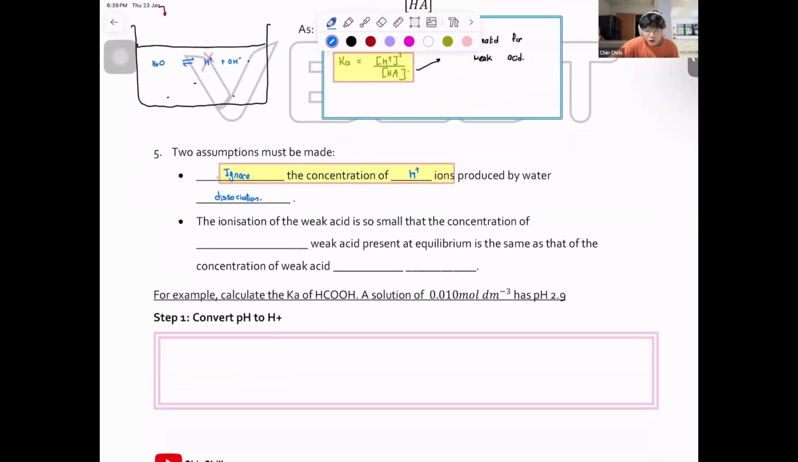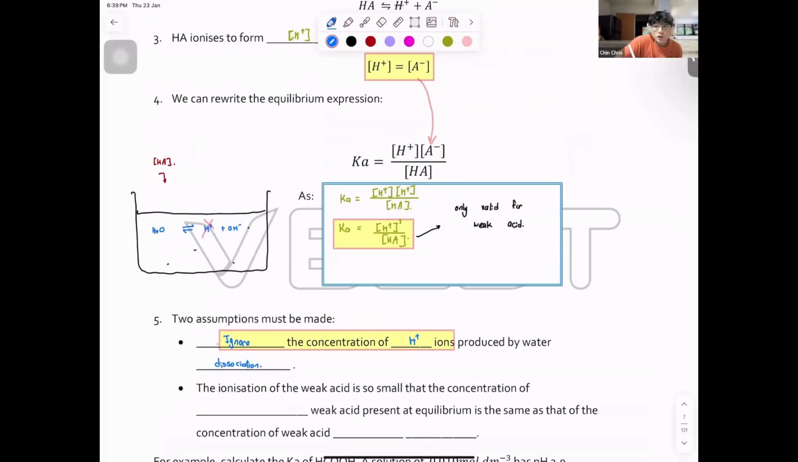Next is the ionization of the weak acid. When I add HA in, it turns into H plus and A minus. What we assume here is that the initial HA and the HA after dissociation stay almost the same in concentration. That's the second assumption we made.